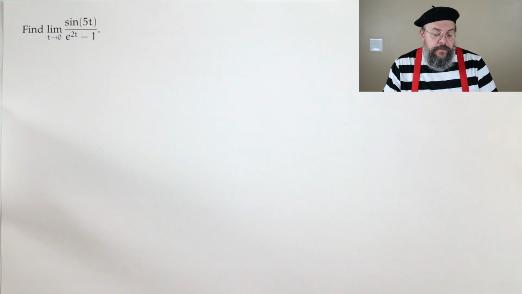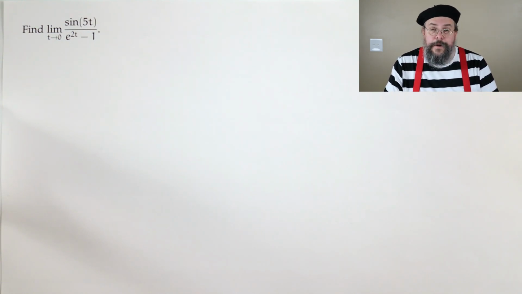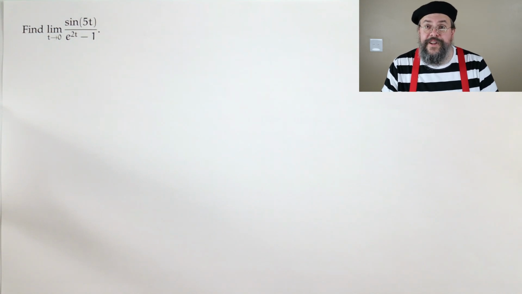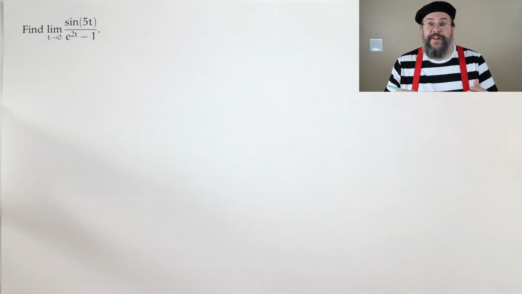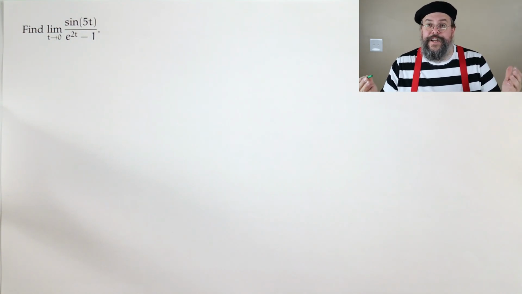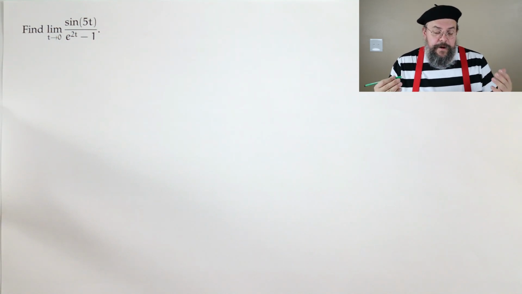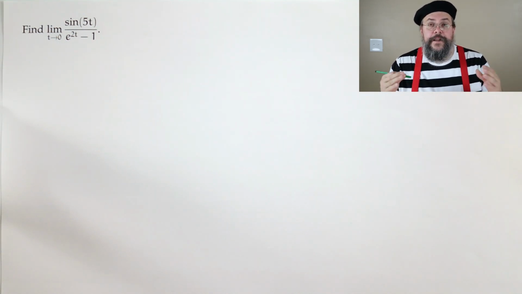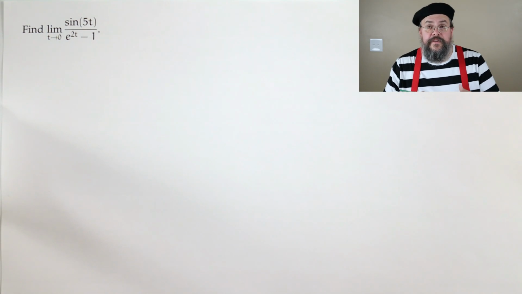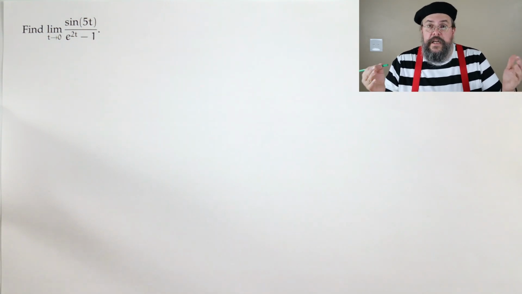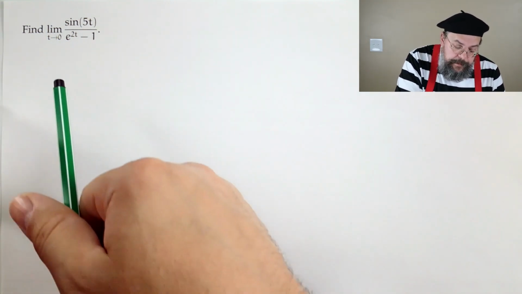So let's think about things that we could do here. All right, well, we suspect L'Hôpital. Well, why do we suspect L'Hôpital? Well, because that's what we're talking about today. But let's think about the other thing. Of course, if you're dealing with any limit, a good rule of thumb is to say, well, what happens if we plug it in? In other words, what's happening at 0?